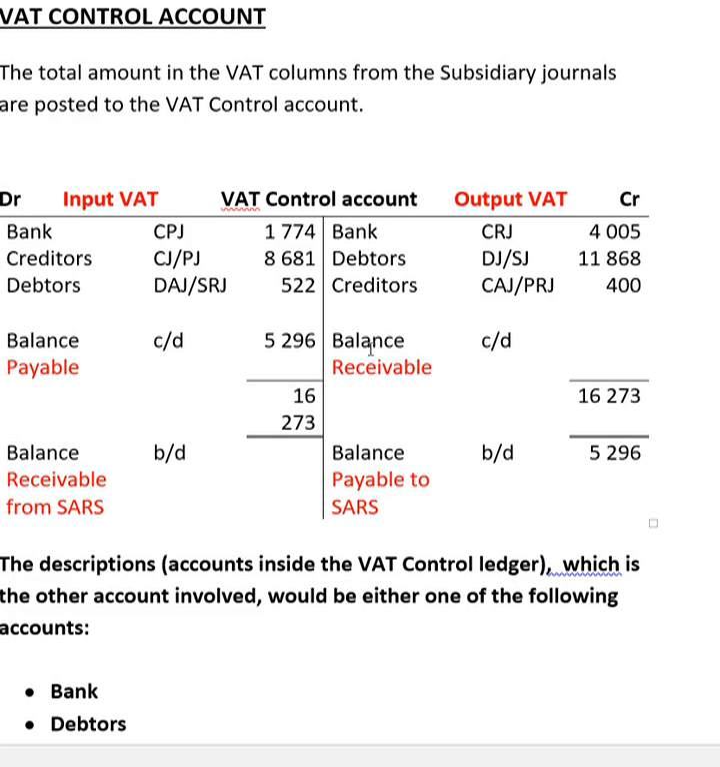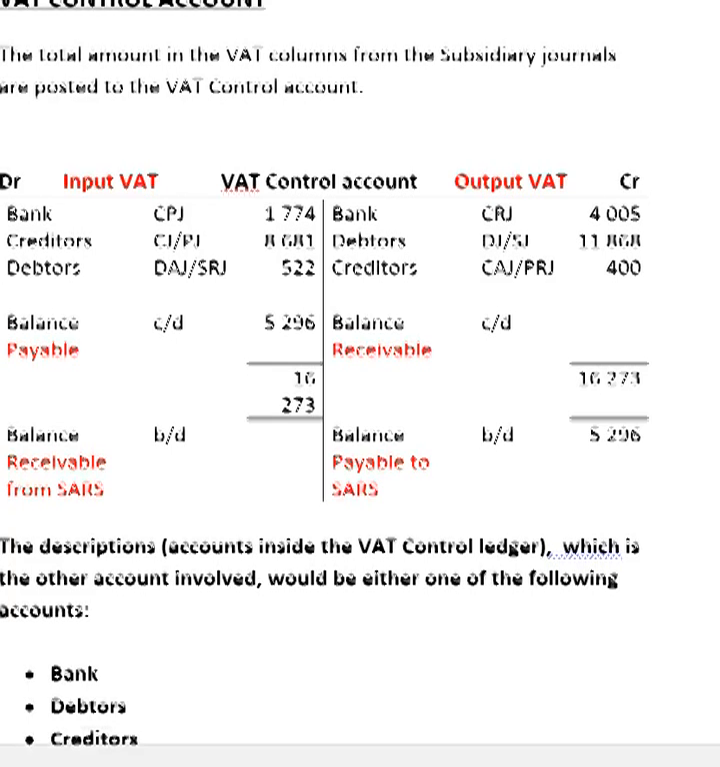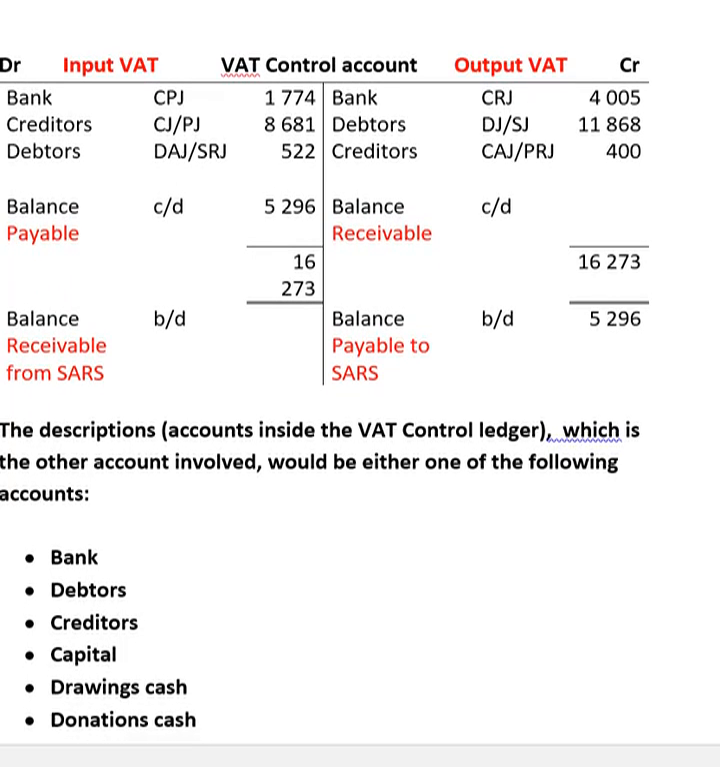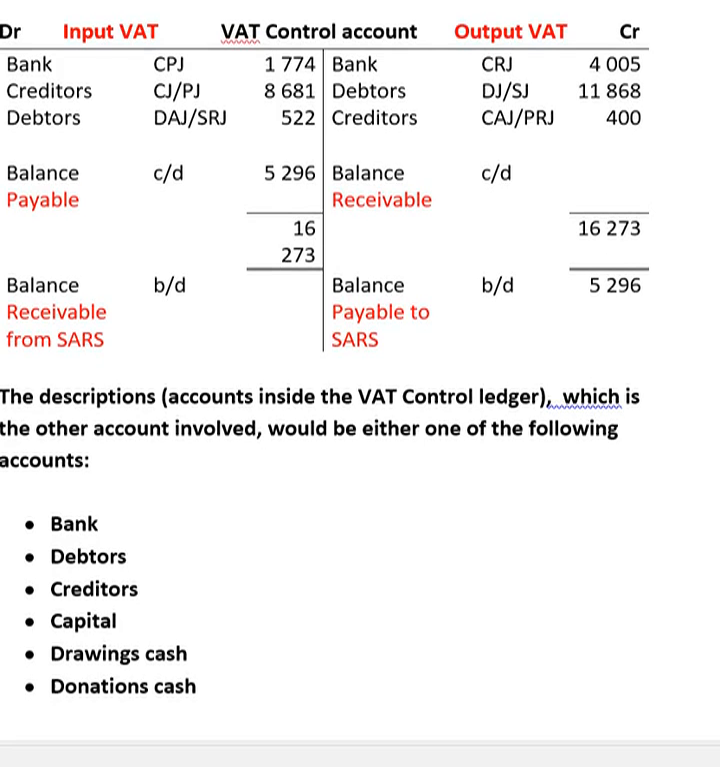I'm referring to the descriptions, which is always the other account involved, and it would be one of the following accounts. We will always see either the bank, debtors, creditors, capital, drawings cash, or donations cash. And this is how the VAT control account looks. Otherwise, just learn the account.